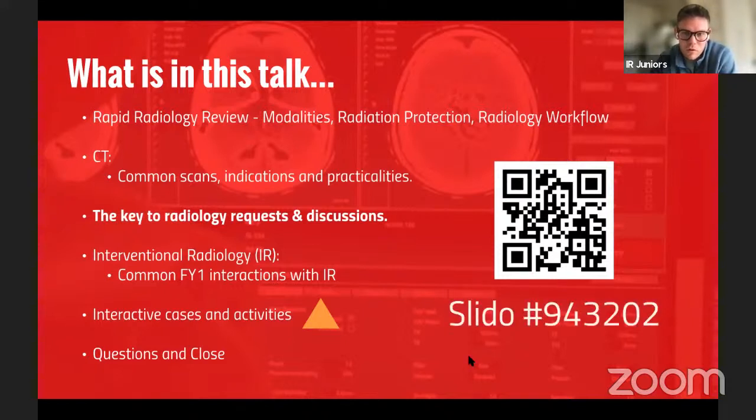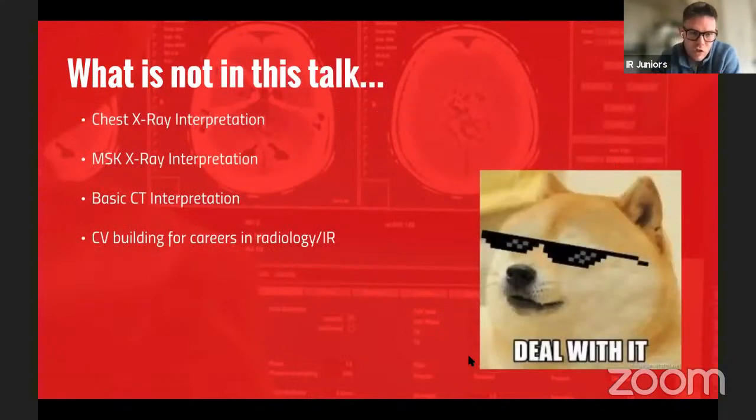And that's the code as well. Perfect. So just to let you know what isn't in this talk, and things that might be useful as you go through the next year, will be things like chest X-ray interpretation, MSK X-ray interpretation, basic CT stuff, and CV building for anyone who's particularly interested in radiology and IR.